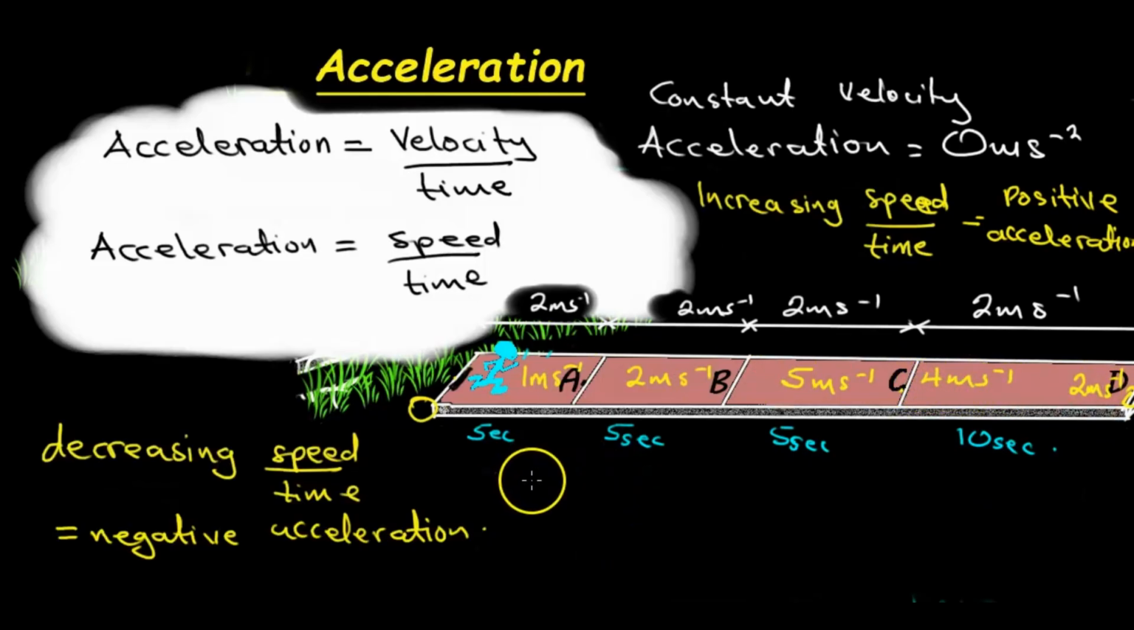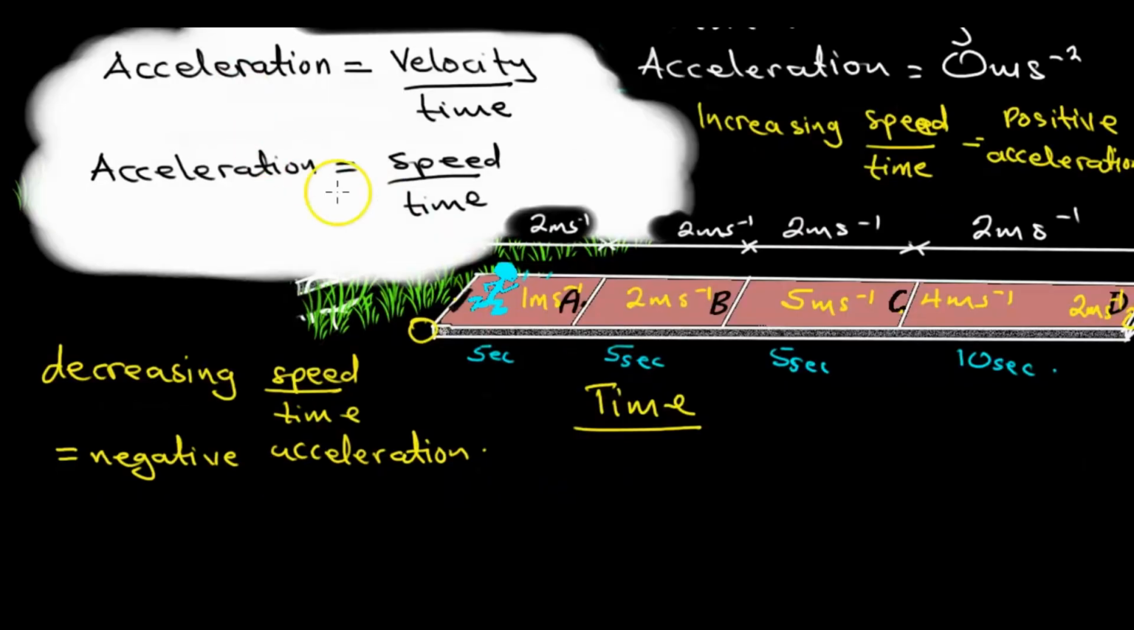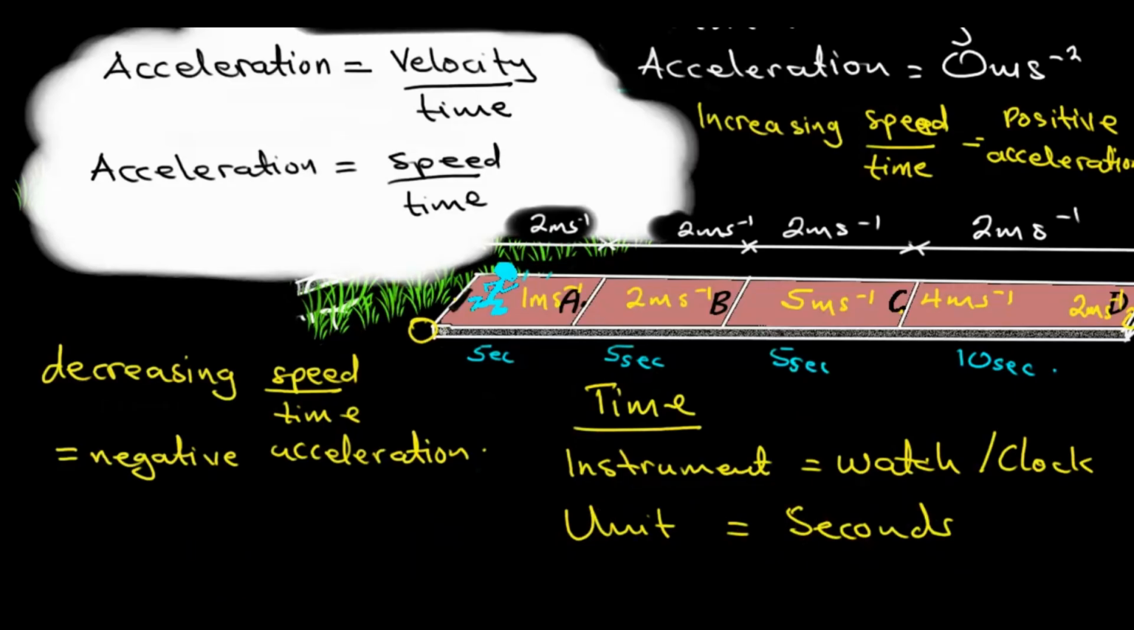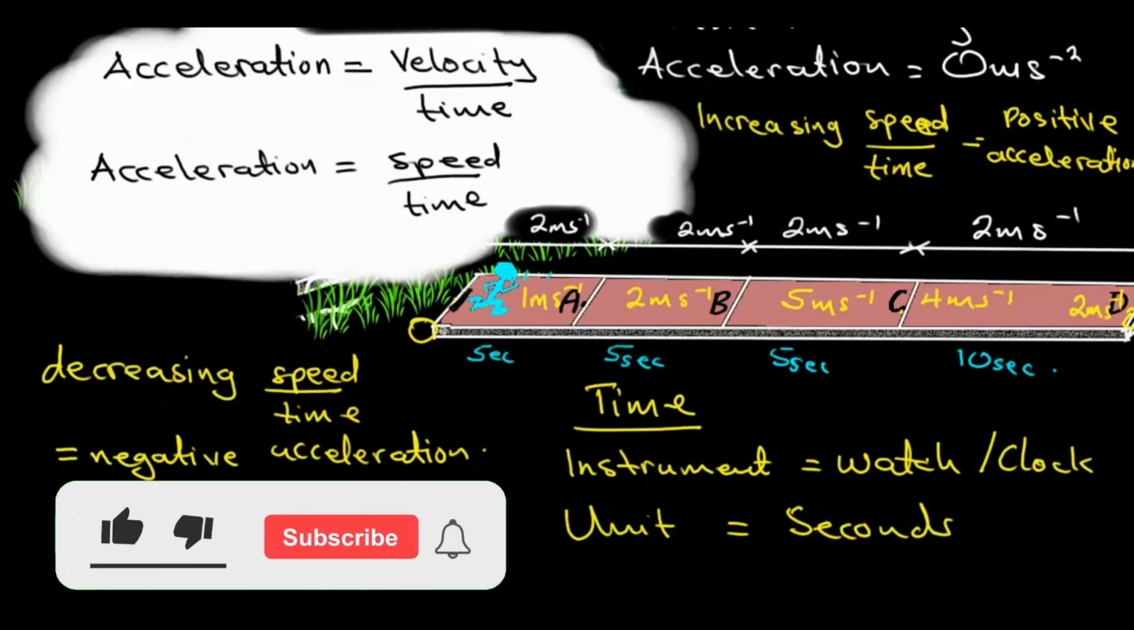The last quantity we can use to describe motion is time. Time is just the continuous progression of our existence, which is irreversible, measured with a watch or clock, and it is measured in seconds.